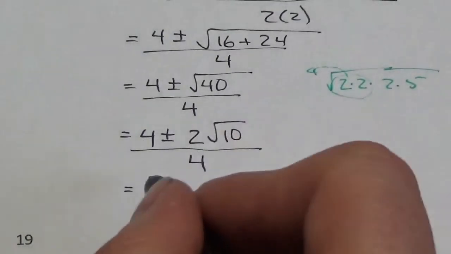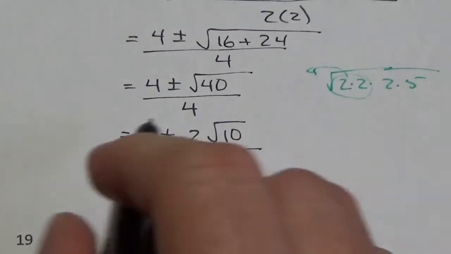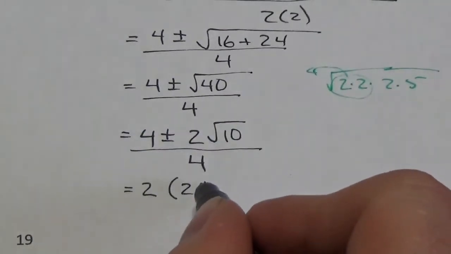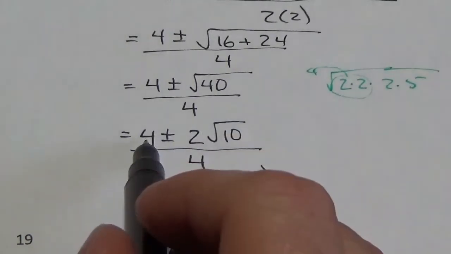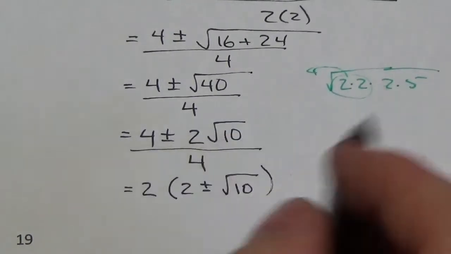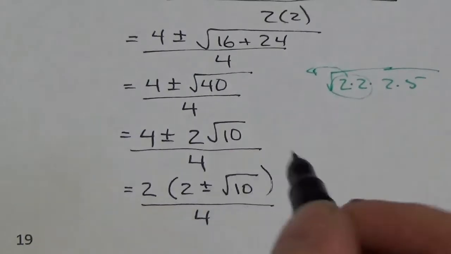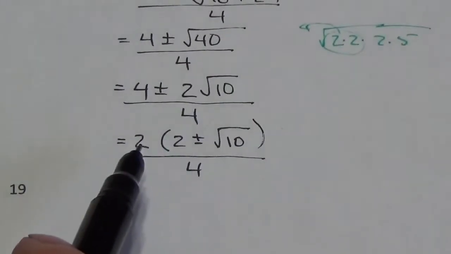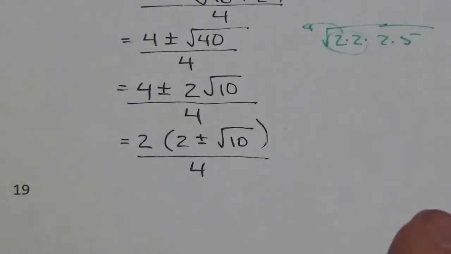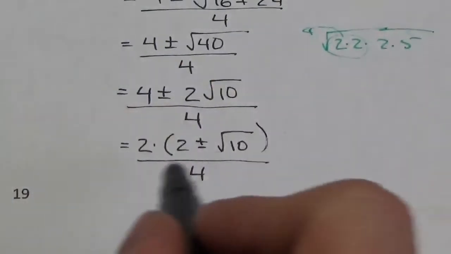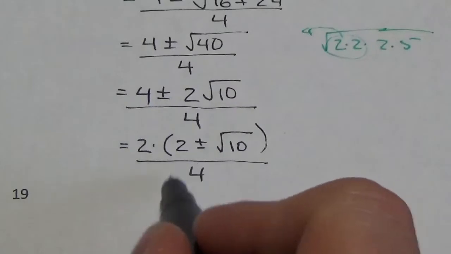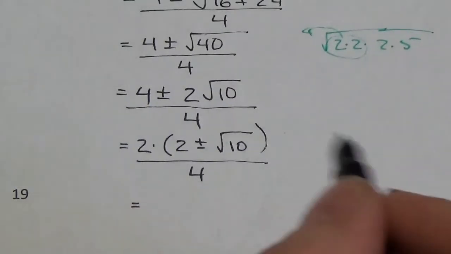There's a common factor of 2 to them. So I'm going to factor out a common 2 to both of those. And when I do that, that's going to leave me with 2 from the 4 plus or minus root 10. And this is still all going to be over 4. And then the very last thing I can do here is I can cancel factors. So 2 is now a factor of the numerator, and 2 is a factor of 4 in the denominator. And so I can cancel those out.